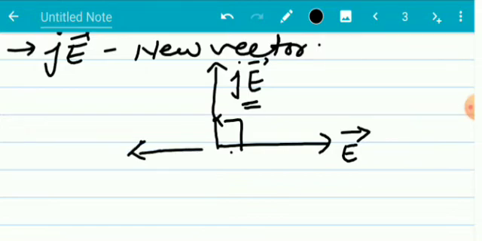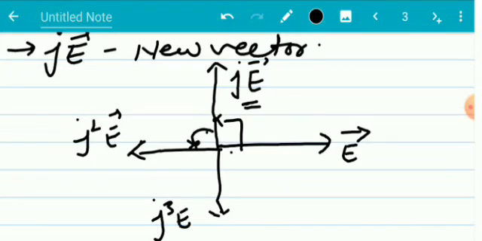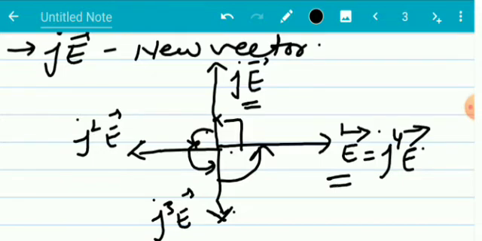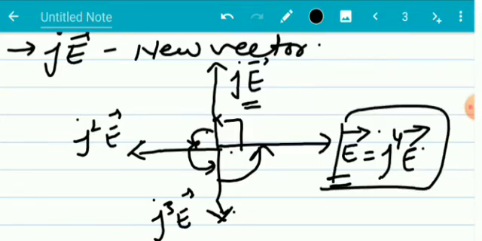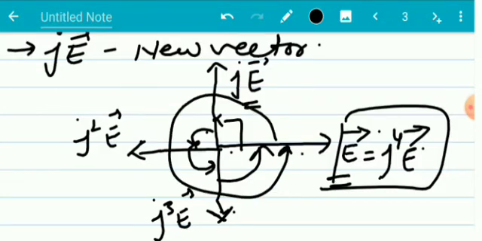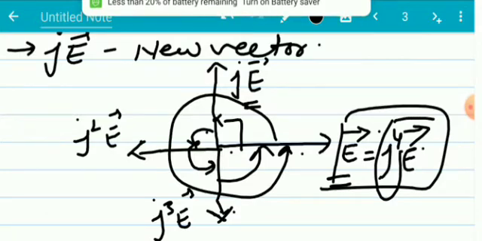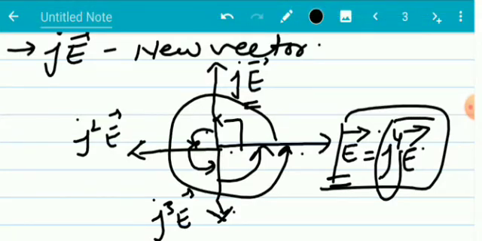Now again, if it is multiplied by j operator, it will be rotated again, and it will be j square e vector. If again the same thing is done, it will be j cube e vector. And if again it is multiplied by one more j operator, it will be j4 e vector, and it will be equal to the initial vector, that is e vector, because it is rotated by 360 degree. So basically this j operator is not changing the magnitude, it is just changing the direction of it. It is rotating this vector, nothing else it is doing. So this is our J operator, and this is how it works when applied on a vector quantity.